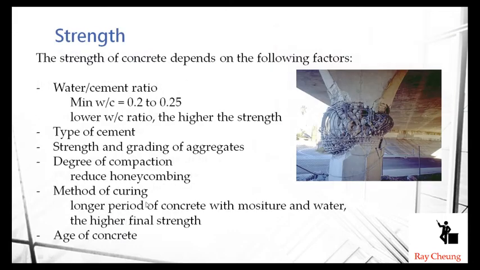Okay, and then the first term you need to understand is the strength. The strength is something like this. If the strength is not enough, like this column, the column will collapse. That's why the first term is easy to understand: it is strong, and then we say the strength is very good. It also depends on the degree of compaction. If we have honeycomb, you can imagine the strength may be reduced.